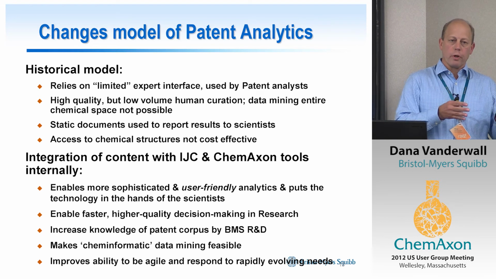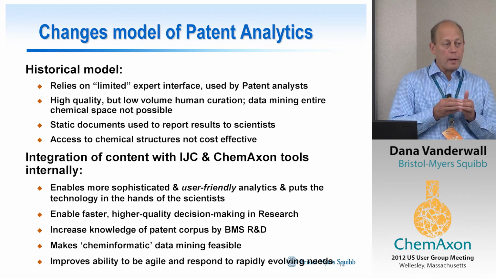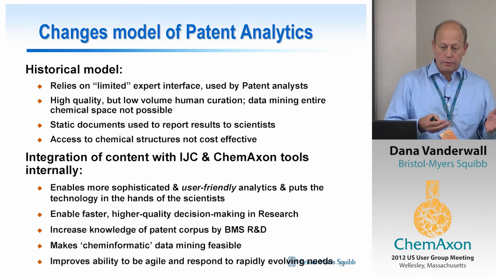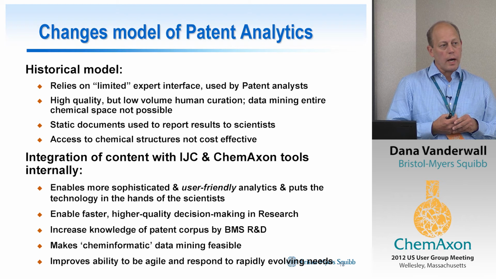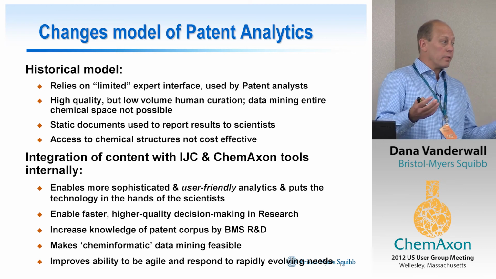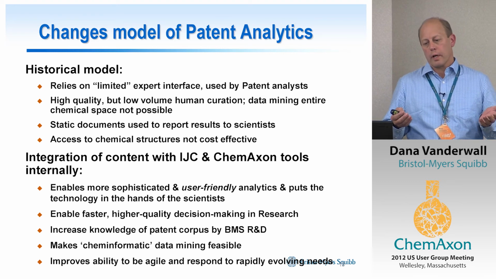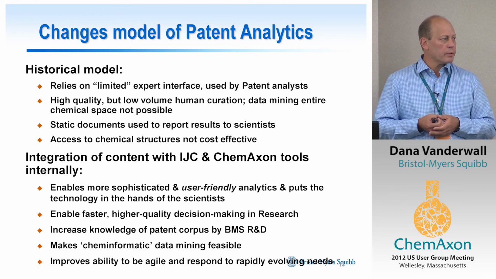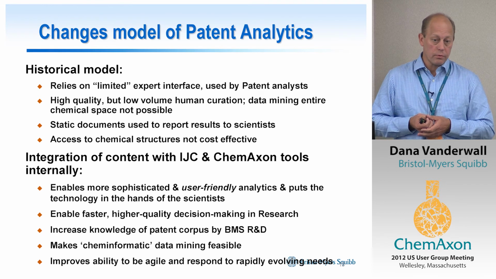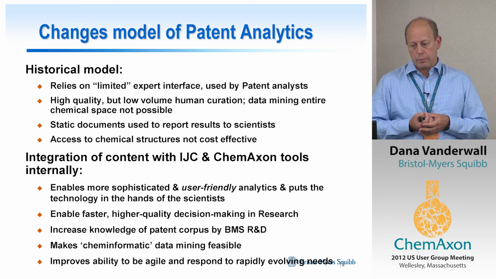Whereas the old model of patent analytics really relied on an expert interface used by patent analysts, and there's a small team, and everybody in drug discovery who needed help had to go to them. It relied on high quality but really low volume human curation data, and really data mining the entire chemical space that we could suck from the patent literature was not available. That wasn't an option. And everything was on static documents, things that were stale, given the way an active chemistry space or patent space changes, stale within a couple of months. And the access to the chemical structures, without going into detail, frankly, was just not cost effective.